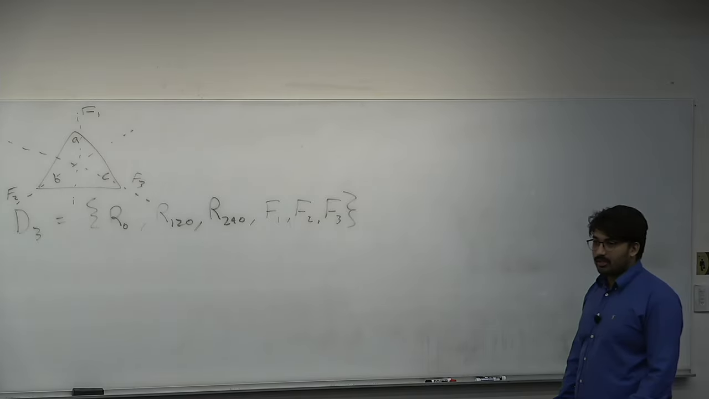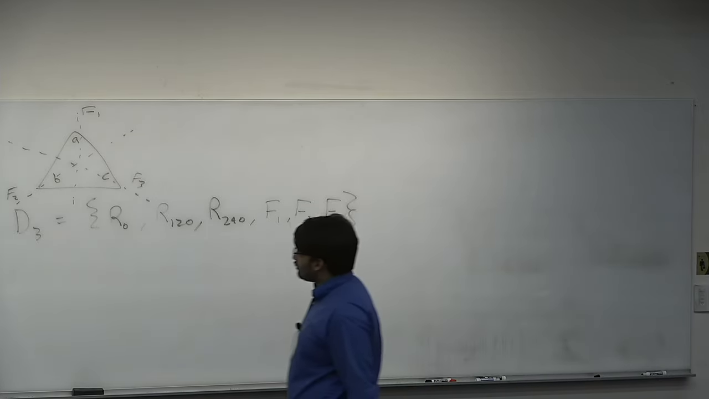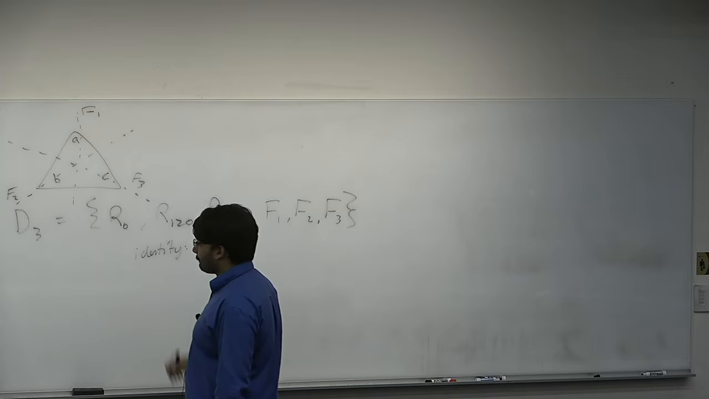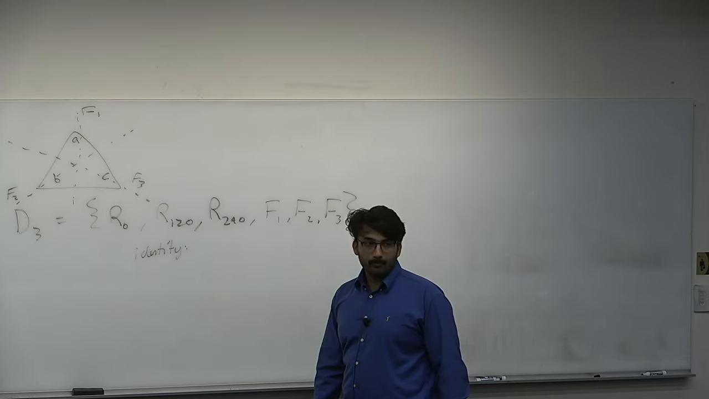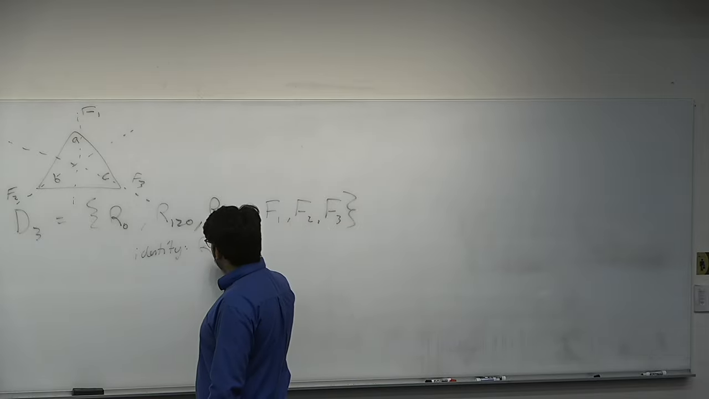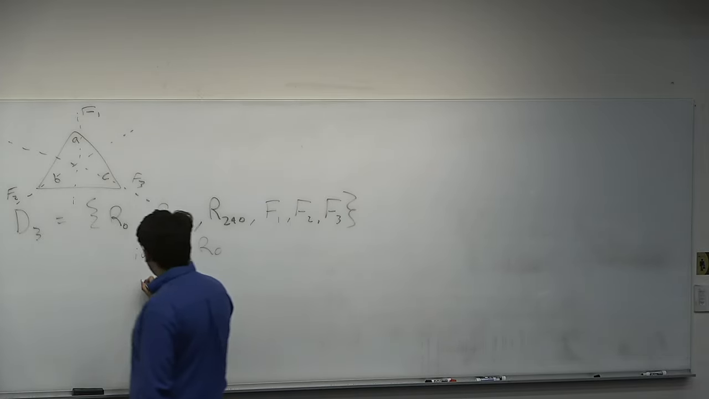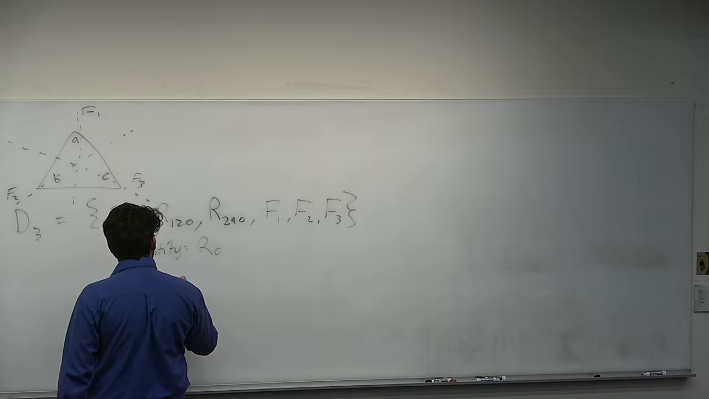I claim that this is a group. The identity is what? R0. What is the inverse of, we'll do a few, we won't do the whole group structure. What is the inverse of 240?